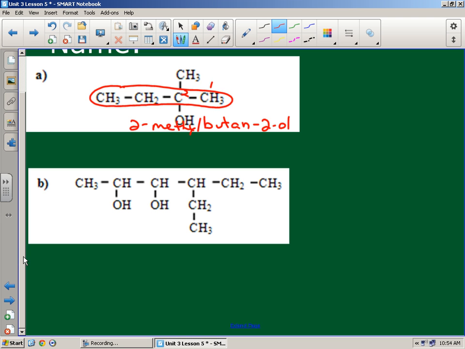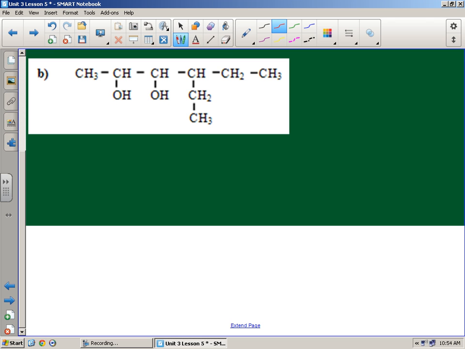Next one here, longest carbon chain has to include the hydroxyl groups. So you cannot do this, and this is what one of the rules says. I think you guys know this, but you can't go 1, 2, 3, 4, 5, because the hydroxyl groups are not attached to those carbons. So you can't do that, because how are you going to describe the rest of it as an add-on?